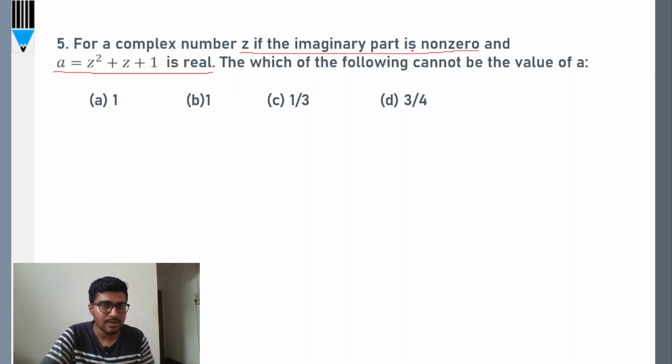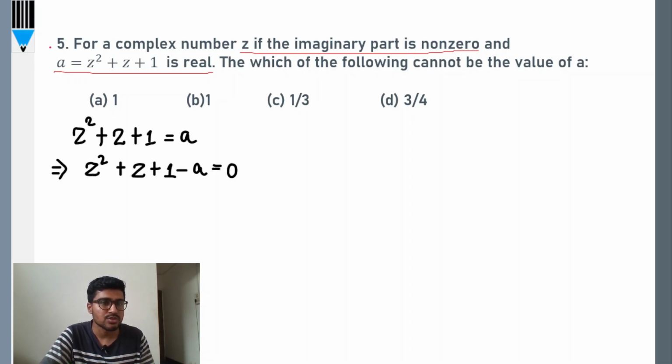So moving forward, what will we do? We will find the solution for z. So z square plus z plus 1 equals a is given, so to find the solution for z, we will bring a to the left: z square plus z plus 1 minus a equals to 0. This is a quadratic equation, right? So to find the solution of a quadratic equation, what do we do?